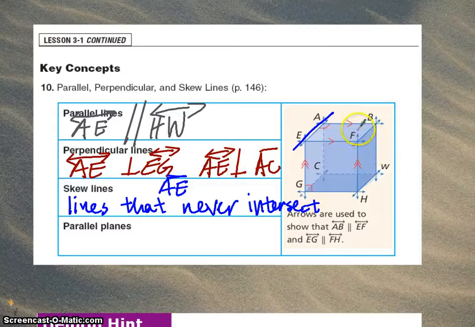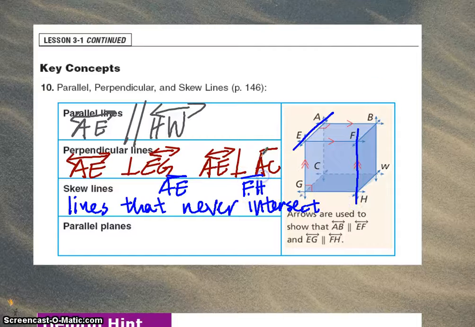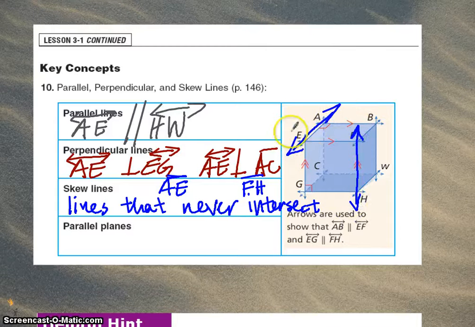AE is skew with FH. And they're skew because the reason they don't intersect is because they are on different planes. So parallel lines don't intersect, but they're on the same plane, and skew lines never intersect because they're on different planes. You can see how AE is on the plane on the top, or this plane here on the side. And FH is not on the plane on the top, not on that plane, it's over here on this plane or this plane. So they're on different planes, and that's why they don't intersect.